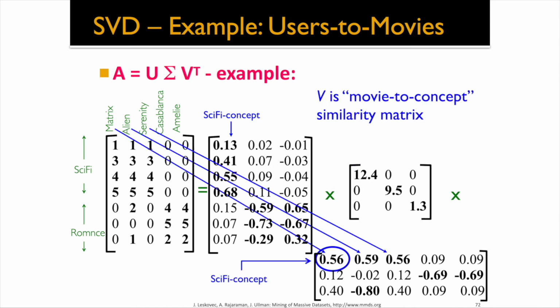And we can use this V matrix, or V transpose, as the movie to concept matrix in the same way that we had the user to concept matrix before. And this maps which concepts are most strongly associated with which movies. So here we can see that the movies The Matrix, Alien, and Serenity all have high scores for the sci-fi concept, which makes sense if we think about what those movies are.